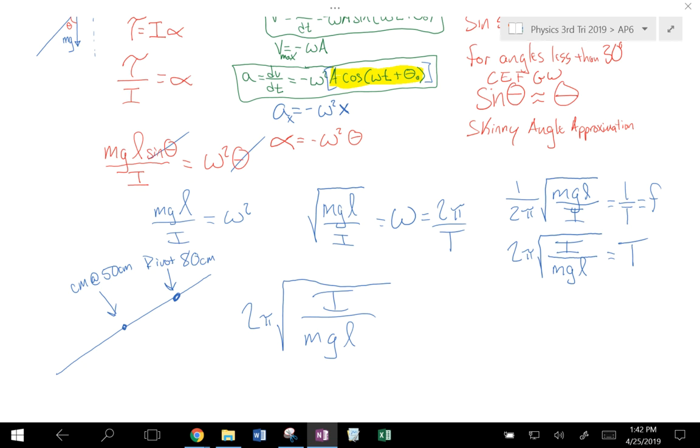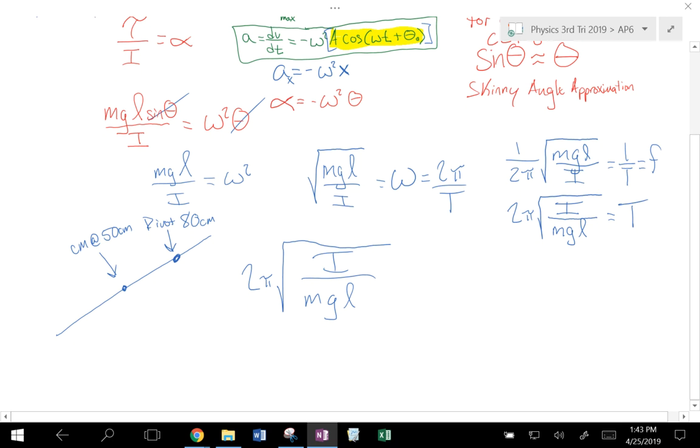Okay. But anyways, if I know the moment of inertia about the center of mass, and I rotate it about some other axis that's distant from that, I can still use that. I can use the parallel axis theorem here to figure out what the effective moment of inertia is at the 80 centimeter mark. All right, so parallel axis theorem.